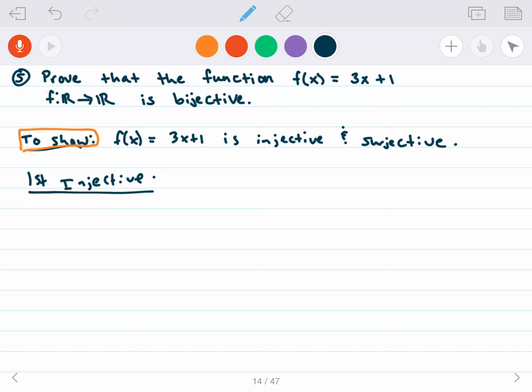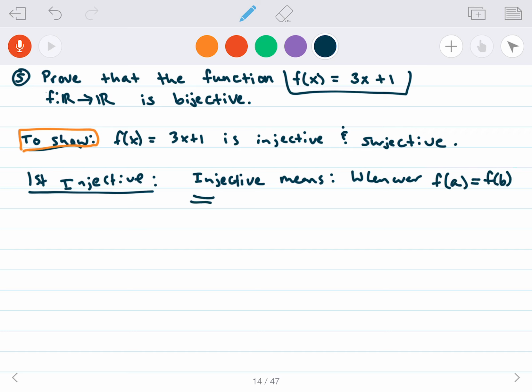So how do we start the proof? We want to show that this function is injective. What does the definition say? So injective means, this is just a reminder, whenever f of a equals f of b, this implies that a equals b. So we want to show with our situation that when this premise is true, this conclusion follows. So this is like our premise A, and this is our conclusion B. We want to show that this follows.